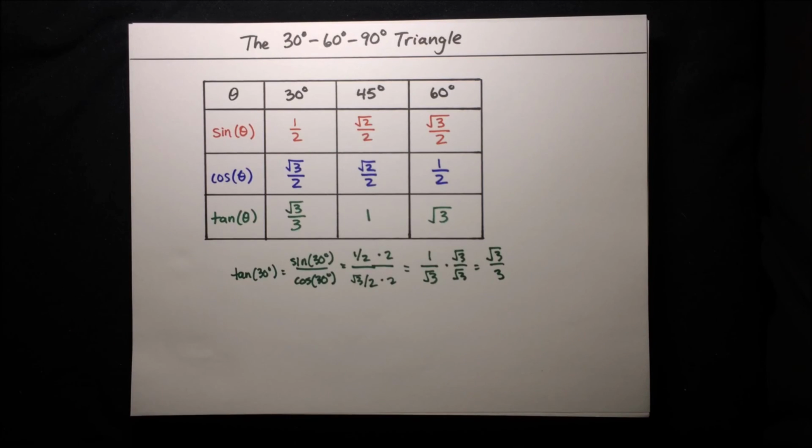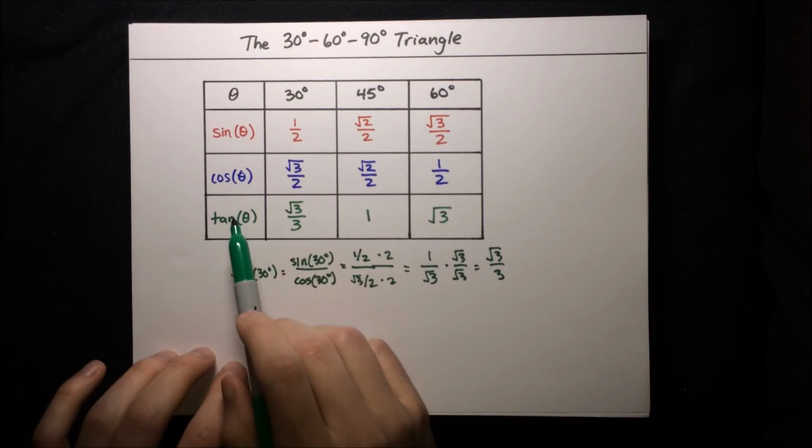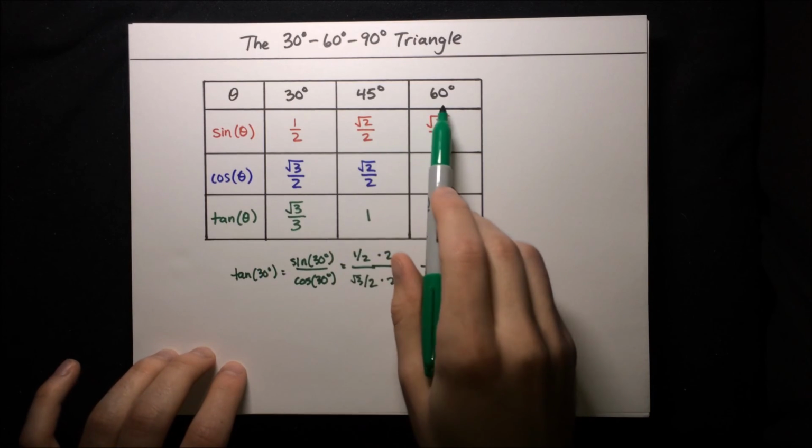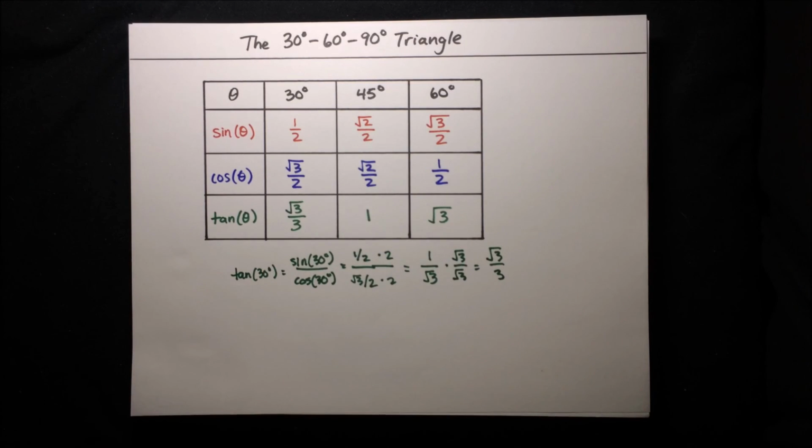Great, so now we know the exact values of the trig functions for 30, 45, and 60 degrees. In the future, we'll also learn how to find the exact values of the trig functions for other special angles, such as 90 degrees and 0 degrees.